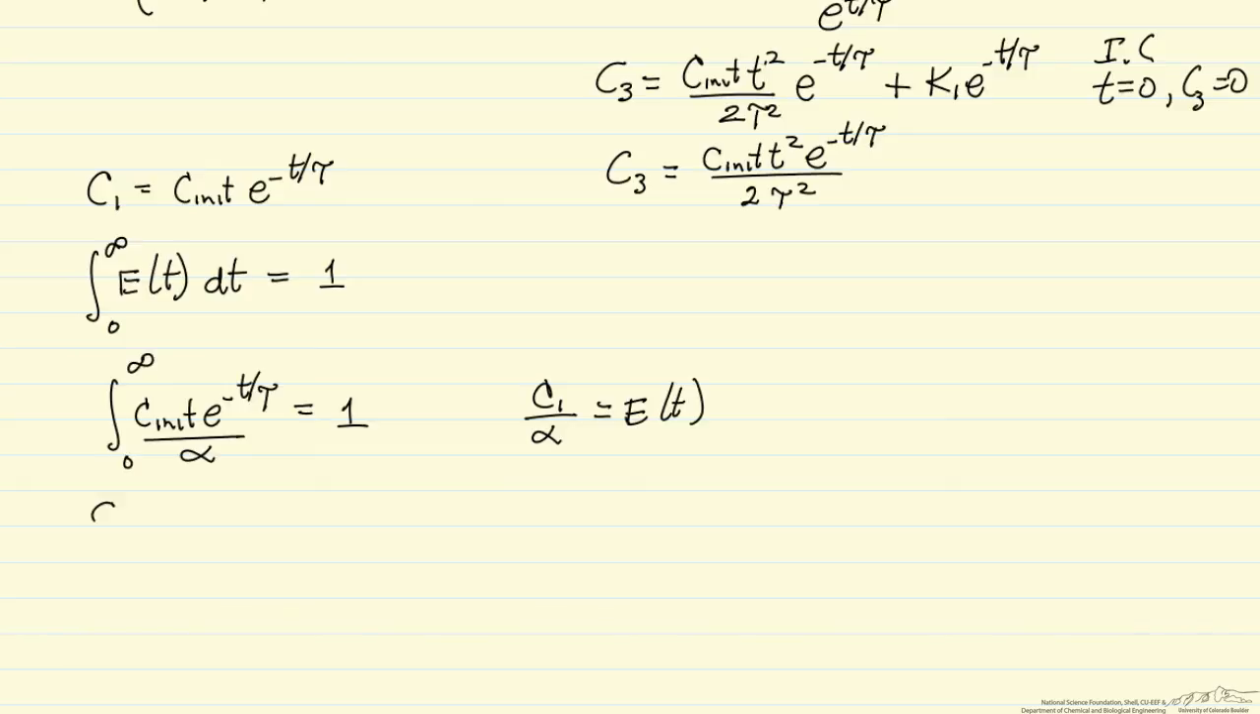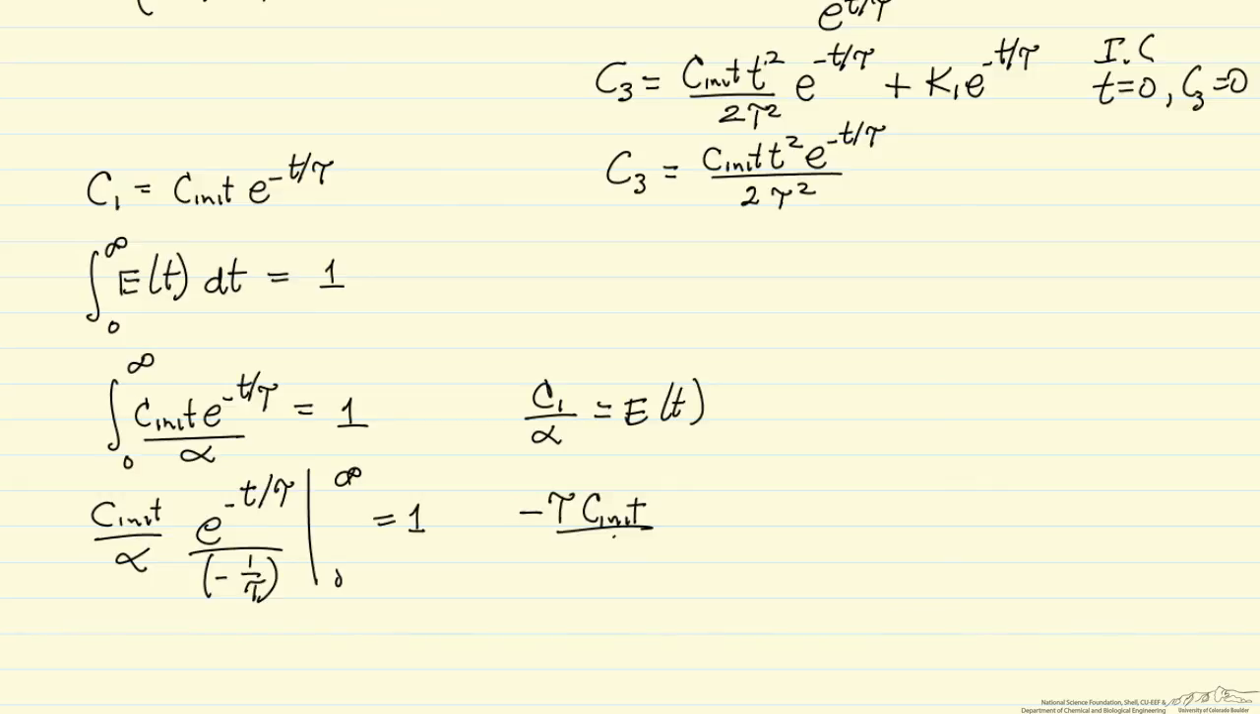So we're going to do this integration, C initial over alpha, integral of e to the minus t over tau divided by minus 1 over tau, evaluated between our limits, is equal to 1. Then we can substitute in the limits. We're going to have minus tau, C initial over alpha, e to minus infinity is 0, e to the 0 is 1, so it's minus 1. This is equal to 1. This says alpha is just tau times C initial.